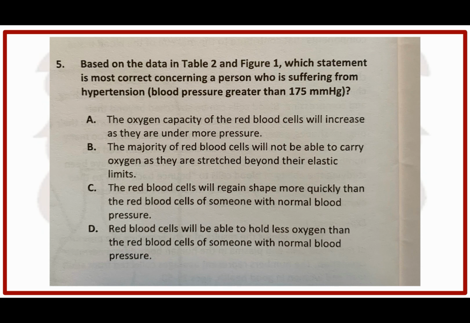Someone with high blood pressure, as the cells stretch, we know it takes more time to regain their shape the greater the pressure. And then D, red blood cells will be able to hold less oxygen than the red blood cells of someone with normal blood pressure. That one to me is like flashing. Yes, that's me. Choose me. So I'm going to choose D as the right answer for question number 5.